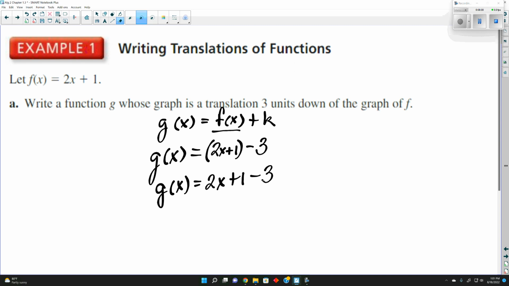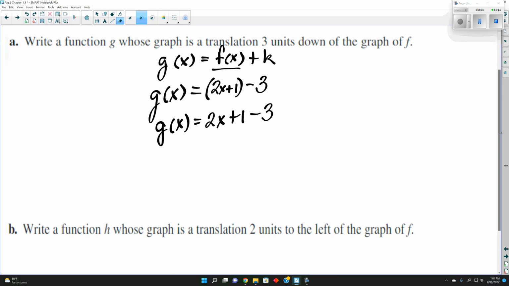Do we have any like terms? 1 and 3. Yes, which is? So 2x minus 2.